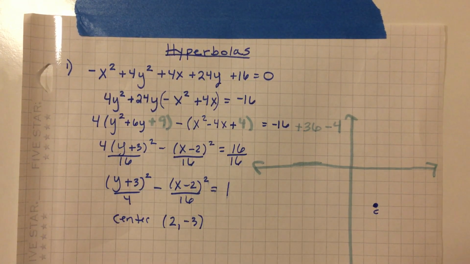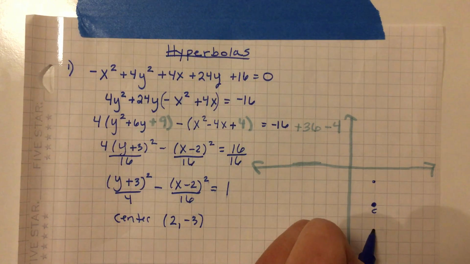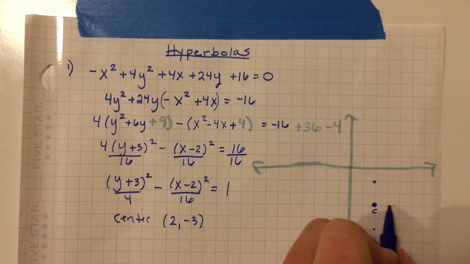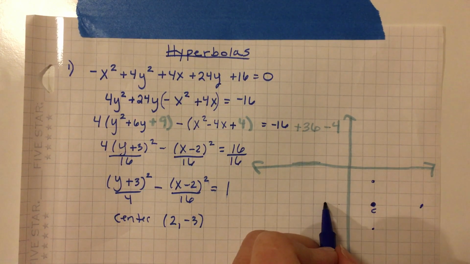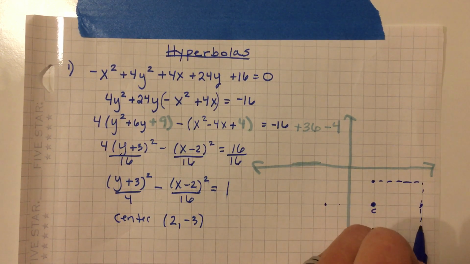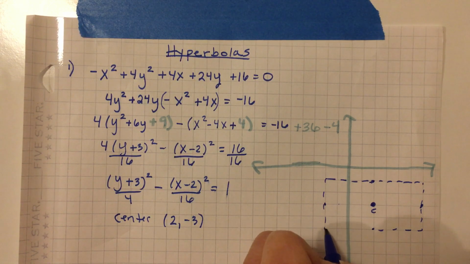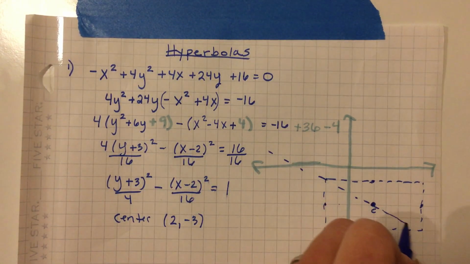And then again, just like in the ellipse, you use the numbers underneath the variables to determine the width. But instead of drawing an ellipse, you just draw a box. So underneath the y is a 4. That means you go up 2, down 2. Underneath the x is a 16, which means you go out 1, 2, 3, 4, and 1, 2, 3, 4. This would have been an ellipse, but instead you just draw a box around it because it's a hyperbola. Okay, so draw a box. Draw asymptotes through the corners of the box.